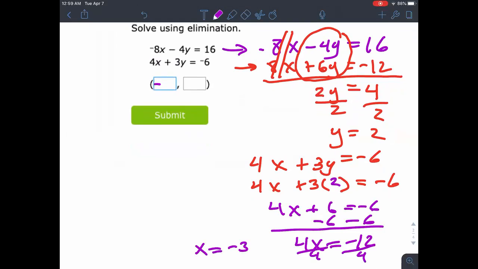So negative 3 is my x. Positive 2 is my y. Boom. I submit. I got it. Bada bing, bada boom. I'm all set.